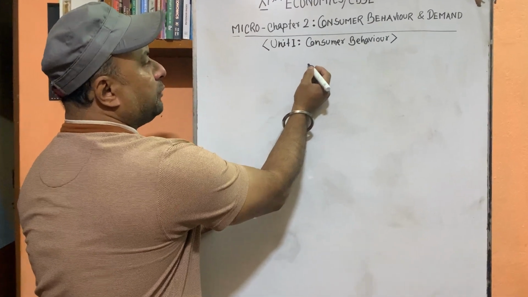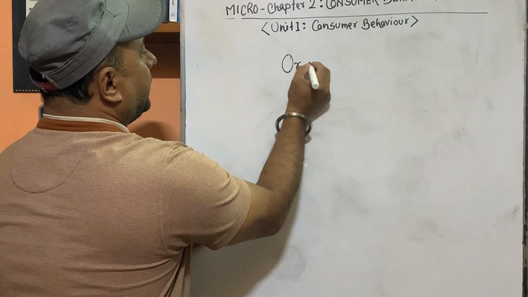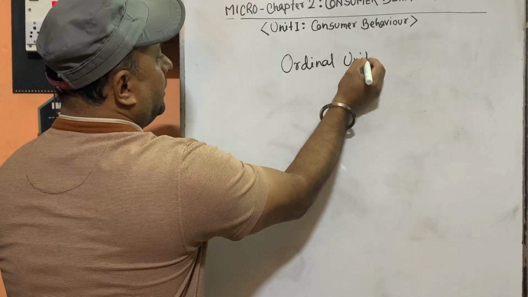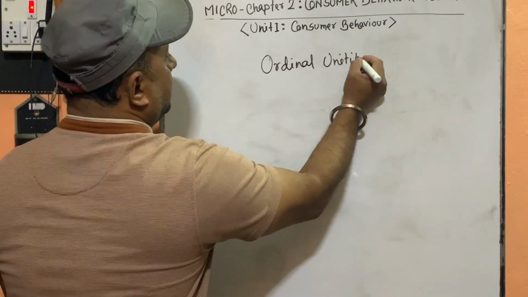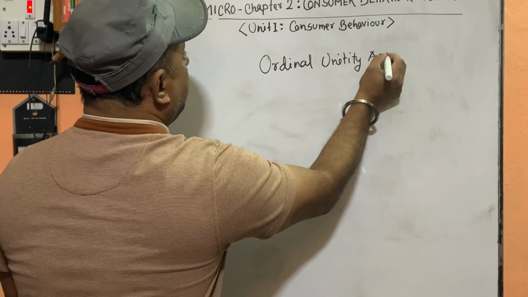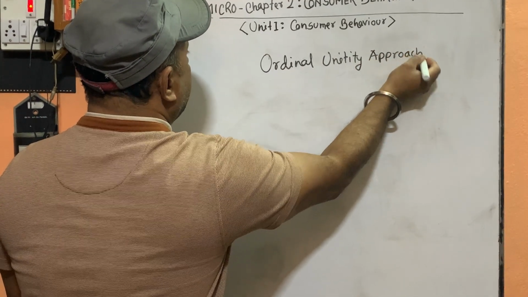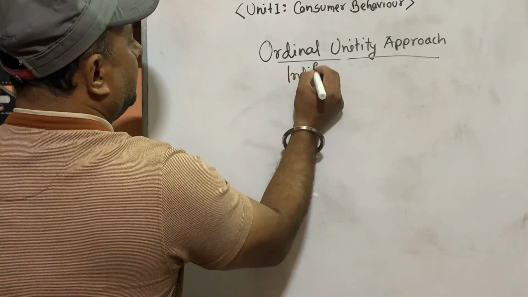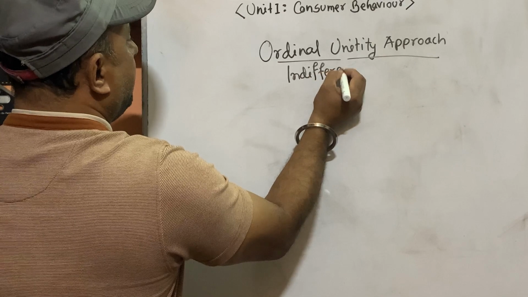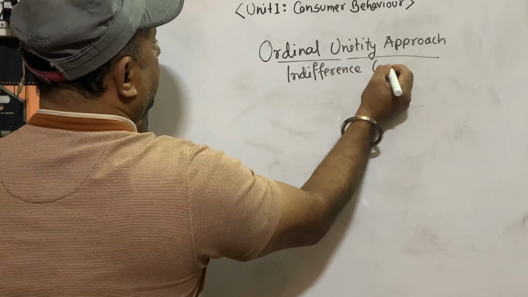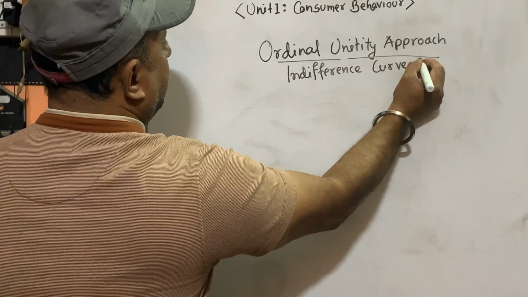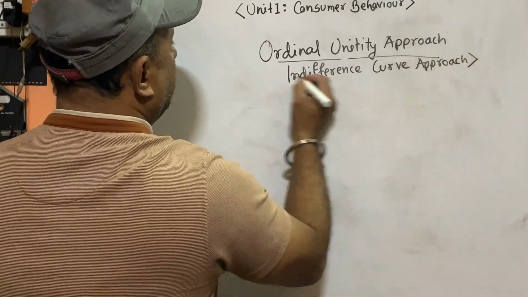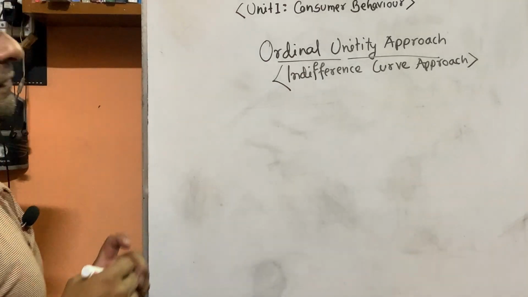Now the next part of the unit is the ordinal utility approach. It is also called the indifference curve approach. Ordinal utility or indifference curve.